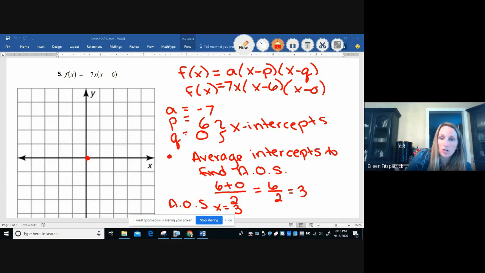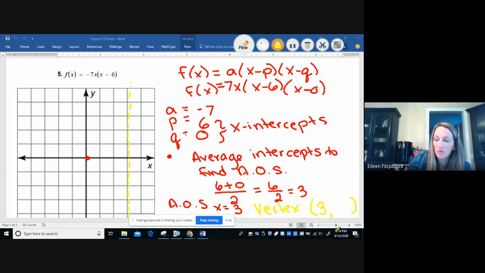So I'm going to change my color to yellow. I'm going to go to where x is equal to 3. 1, 2, 3. That's right in the middle of those two x-intercepts. And I'm going to draw my axis of symmetry line. So I know that my vertex lies somewhere on that line because the axis of symmetry goes through the vertex. Right now I know that my vertex has an x value of 3.